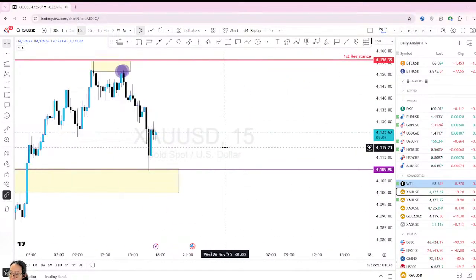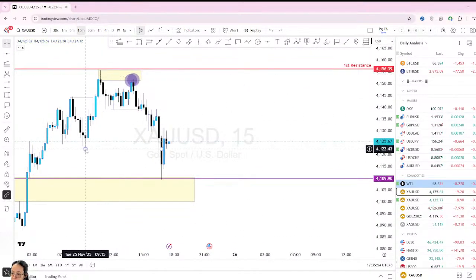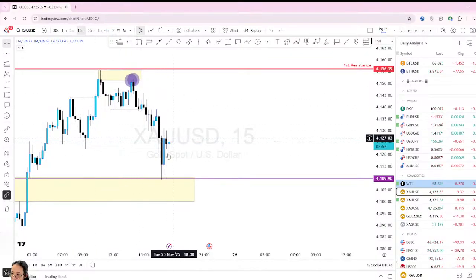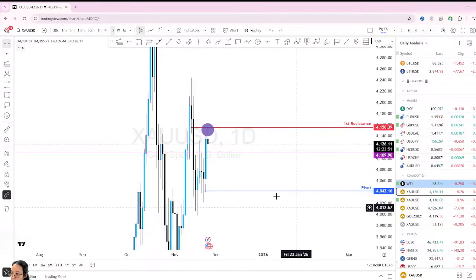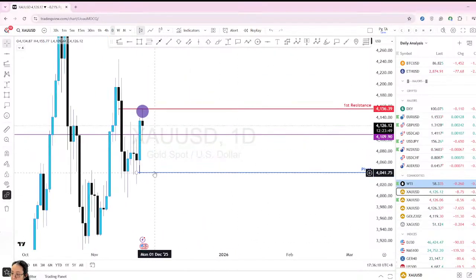In M15, the obvious thing is price has closed and made a break below this low. This is a break of structure, closed below and was ranging, and closed below right now. So even so, if you want to look at the candle, we will say that yesterday price closed with a bullish candle right here, right?